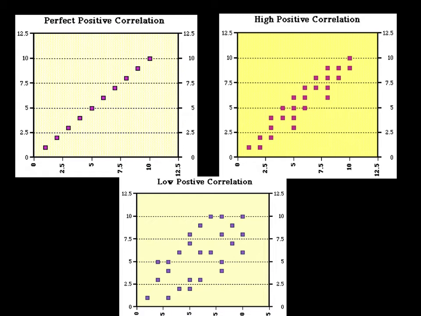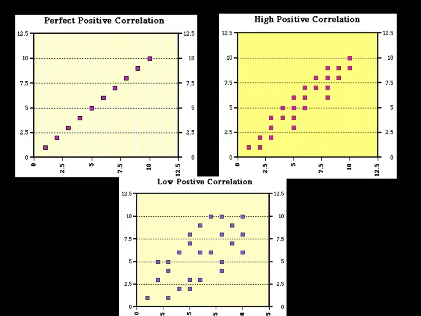The first one on the top left has the dots in a perfect line, and this is called a perfect correlation. Imagine that height and weight were like this. If I knew your height, I would know exactly what your weight was, because for every height there was an exact weight that was linked to it. But height and weight aren't really like this.